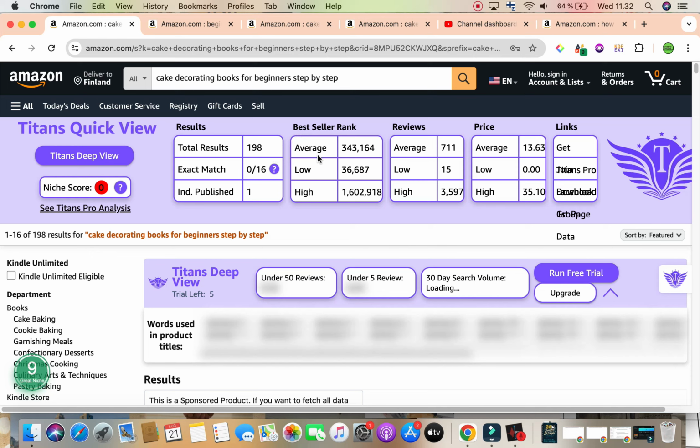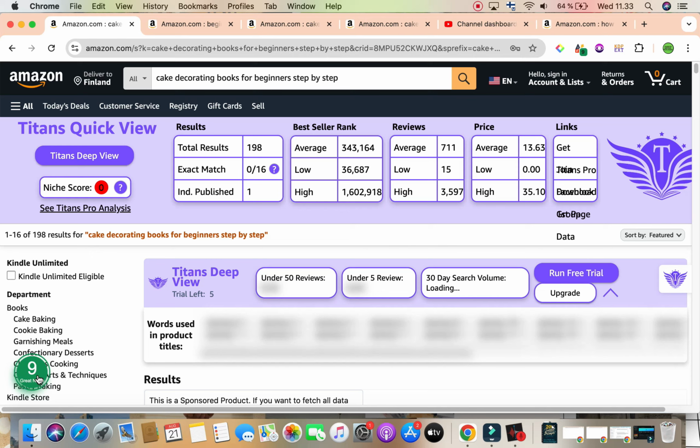We also have an average bestseller rank of 343,164, which is within that 300,000 range. The average reviews are 711. Average price is $13.63. We also have a really good high keyword niche score of number 9 by Amazon Scout Pro Chrome extension, categorizing this wonderful keyword as a great niche, and it is the highest on the scale.